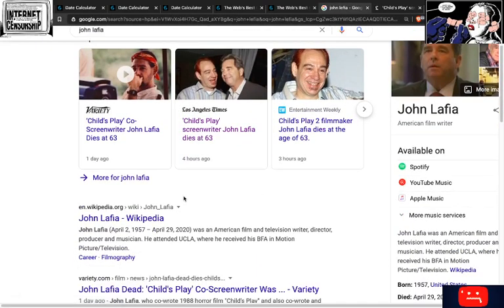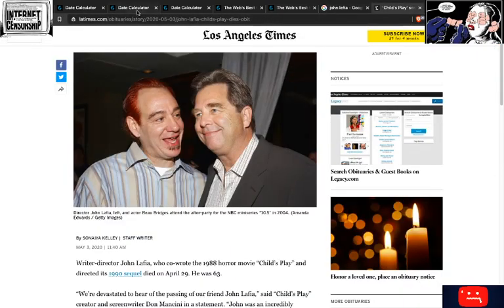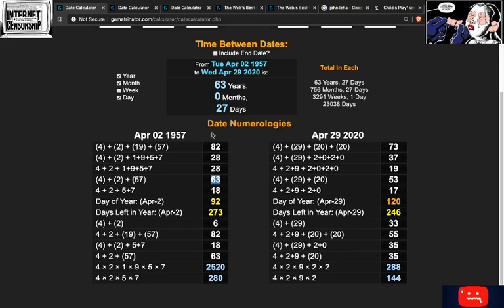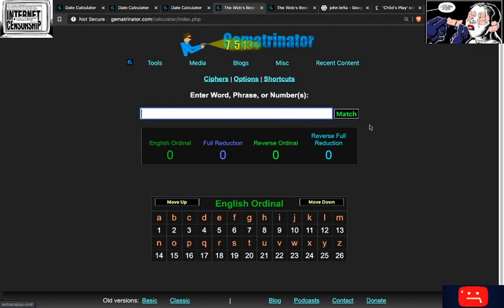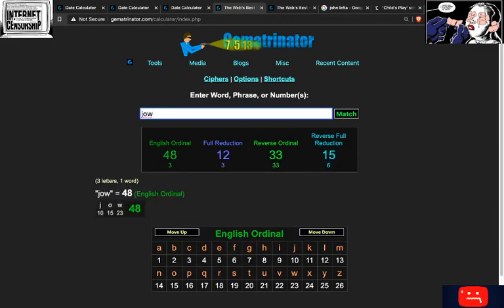I'm looking at some of this information here on Google, Wikipedia. He was born April 2nd, 1957, and died April 29th, 2020. So I'm going to take this information from these articles and look at dates on the calendar, known as numerology, measuring from dates on the calendar to movies being released and whatnot. You get certain numbers, and then the other half of this is a thing called gematria. So it's like coding letters and numbers and words into phrases and numbers into words, pretty much.